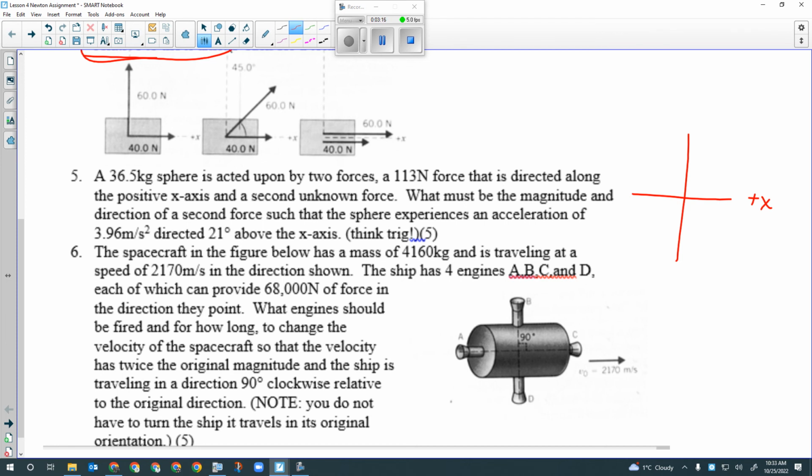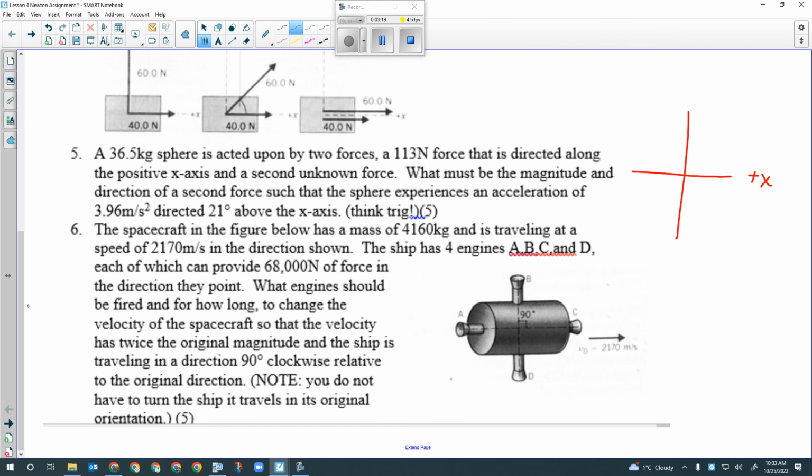All right? Number 6, people really overthink number 6. Okay, so I want to give you some tips here for number 6. This spacecraft has a mass of 4,160 kilograms. It can only fire 1 engine at a time, and they are either on or off. Okay, there's no throttle. So we're simplifying this. Okay, when the engines are on, they can exert 68,000 newtons worth of force. All right? If I were to fire engine A, which way would it push the spacecraft? Right, to the right. Okay, yeah, forward, whichever.